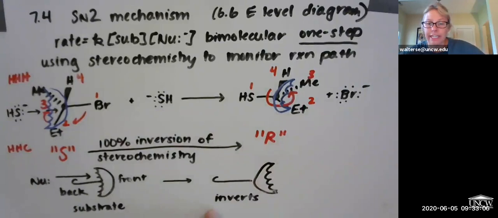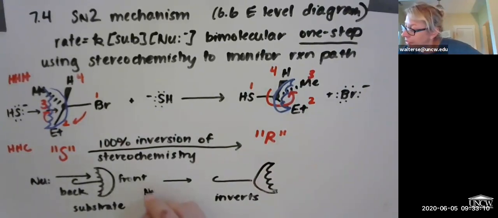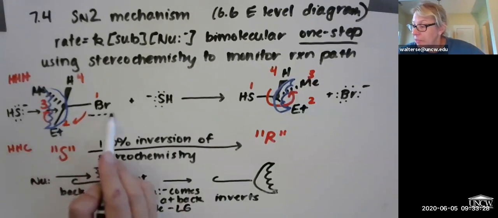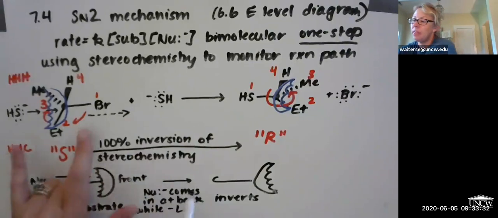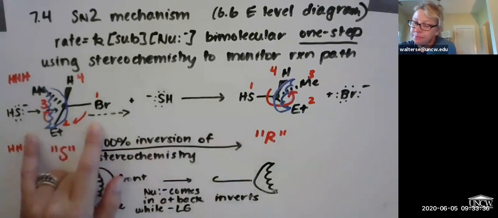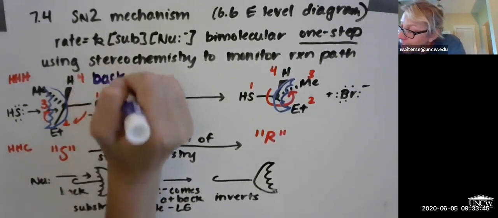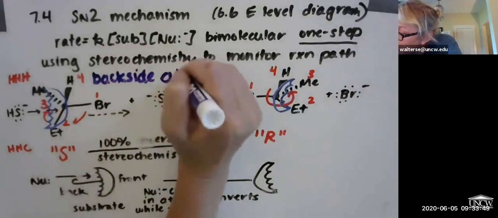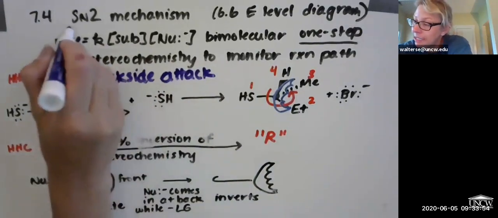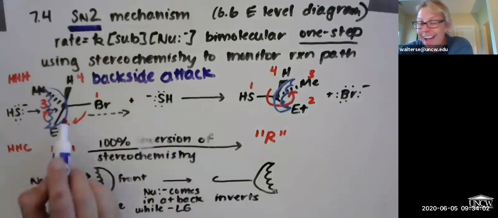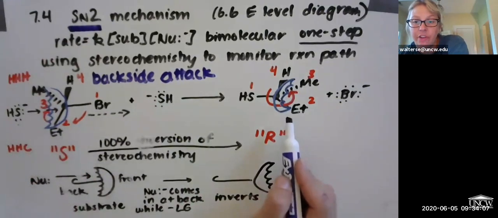The only way you get complete inversion is if your nucleophile comes in at the back of the molecule while the leaving group leaves. So as this thiol comes in, this bromine is going to start coming off. This step of the nucleophile coming in from the back is referred to as a backside attack. All SN2 mechanisms occur in a one-step backside attack from the nucleophile onto the substrate to cause complete inversion of your molecule.